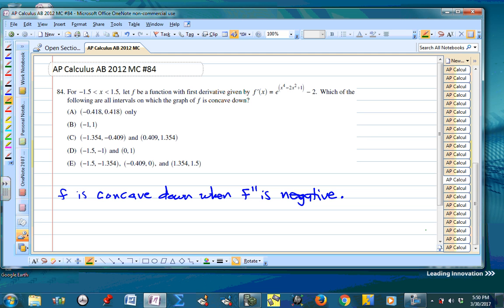Now we have a couple ways we could approach this, even with a calculator. We can graph f prime and see when the slope of f prime is negative, when f prime prime is negative. Or we could differentiate f prime to get f prime prime.